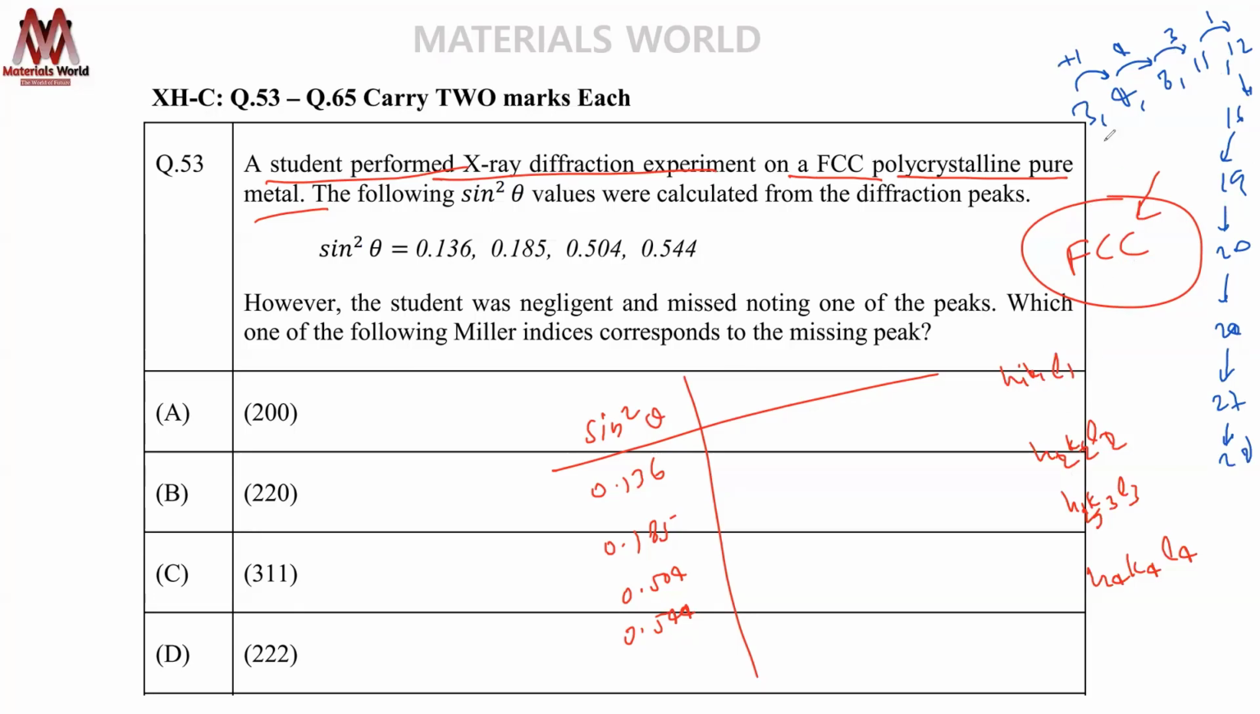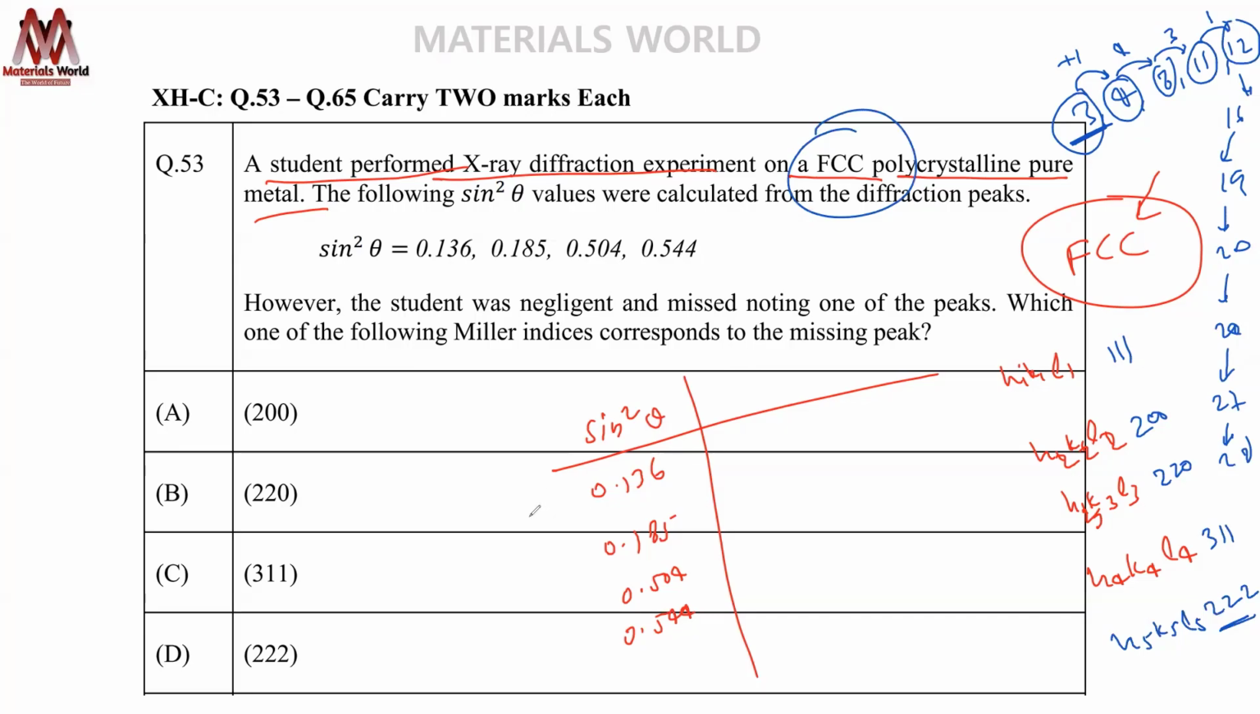So H square plus K square plus L square value 3 means it is 1, 1, 1. The second peak should be 4, that means 2, 0, 0. Then 8 means the third should be 2, 2, 0. Then the fourth should be 11, that means 9 plus 1 plus 1, so 3, 1, 1. And the fifth will be 12, that means 2 square plus 2 square plus 2 square, 4 plus 4 plus 4, so 2, 2, 2. Because it is FCC, the peaks HKL will be 1, 1, 1, 2, 0, 0, 2, 2, 0, 3, 1, 1, and 2, 2, 2. This is what you should get because you know it is FCC.